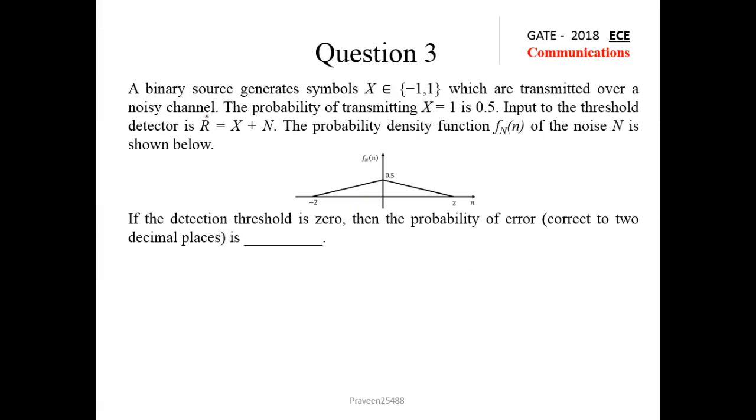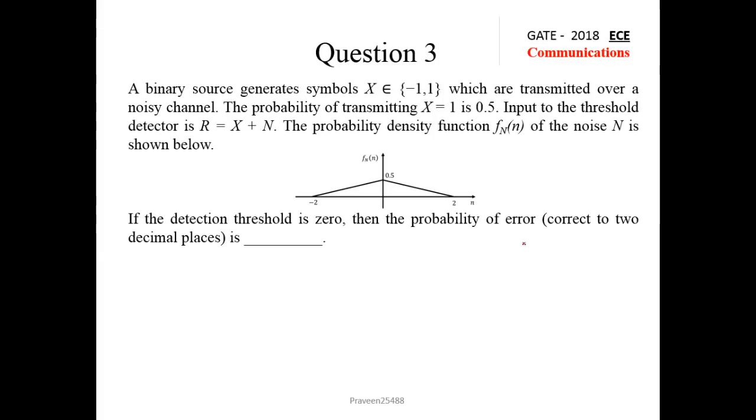Now question number 3. A binary source generates symbols x belonging to {-1, 1}, which are transmitted over a noisy channel. The probability of transmitting x equal to 1 is 0.5. The input to the threshold detector is r equal to x plus n. The probability density function f_n(n) of the noise is shown below. So here the PDF is given. If the detection threshold is 0, then the probability of error is.